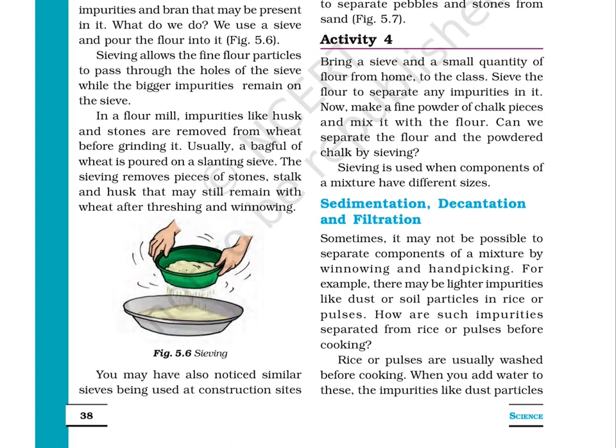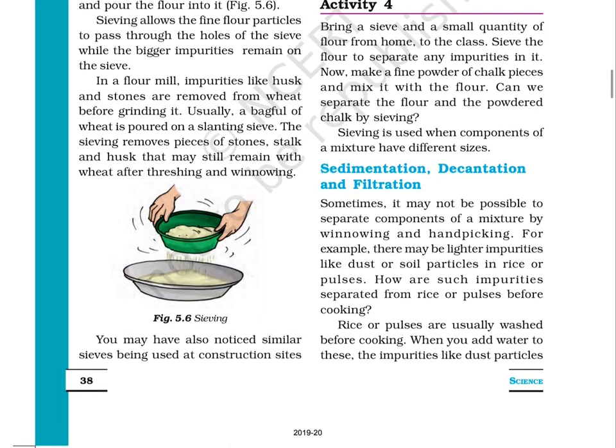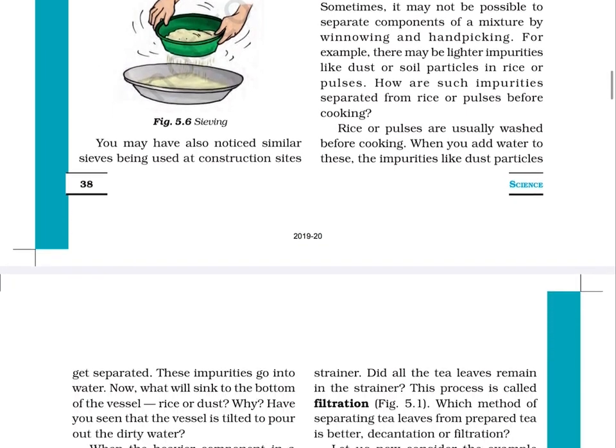Sedimentation, decantation and filtration. Sometimes it may not be possible to separate components of a mixture by winnowing and handpicking. For example, there may be lighter impurities like dust or soil particles in rice or pulses. How are such impurities separated from rice or pulses before cooking? Rice or pulses are usually washed before cooking. When you add water to these, the impurities like dust particles get separated. These impurities go into water.